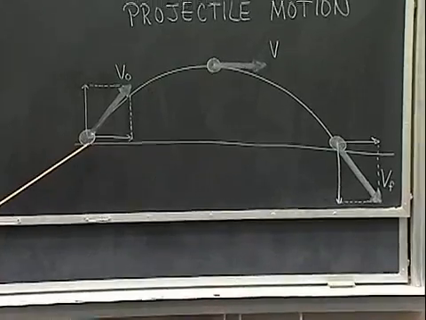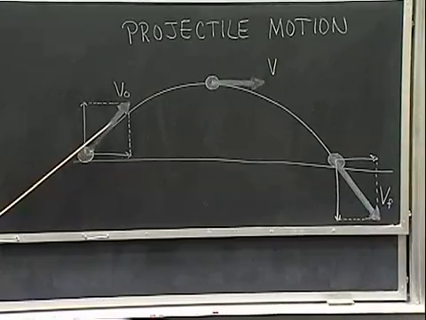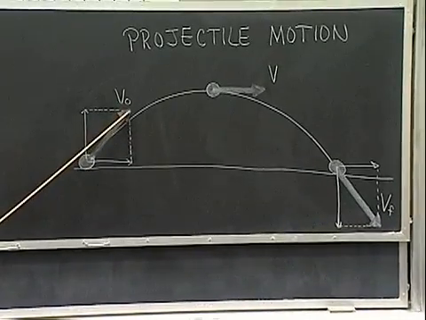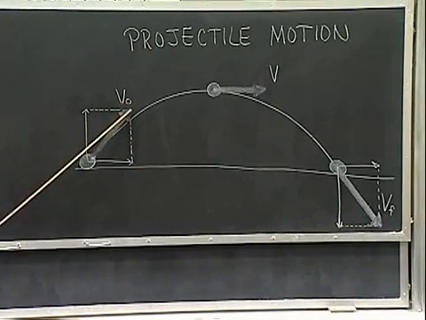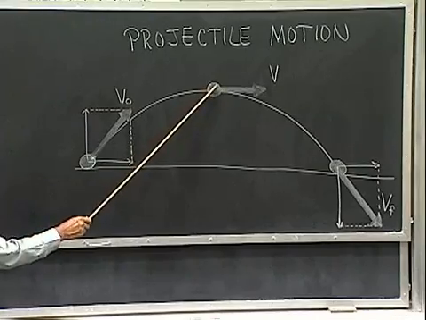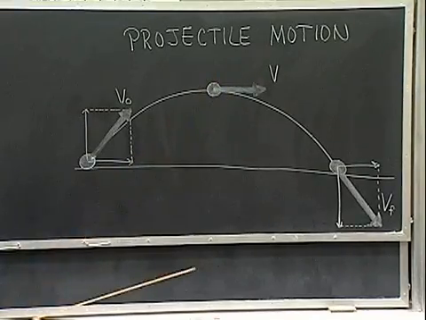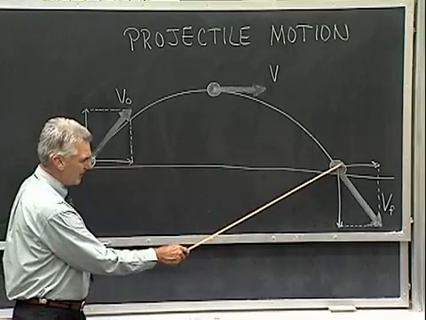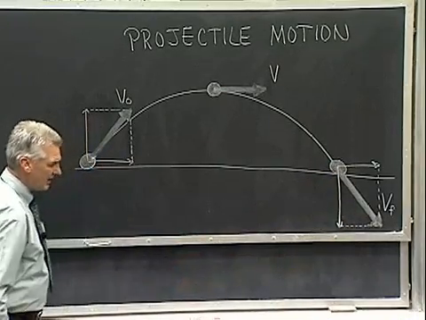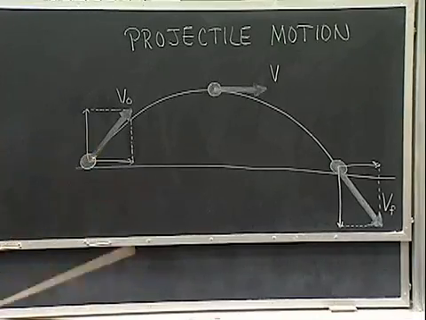Here the initial velocity tangent to the path is in this direction. We call that v sub 0. At the top of the path, the velocity has this value. After it gets back down to the same elevation, the final velocity has the same magnitude as the initial velocity.